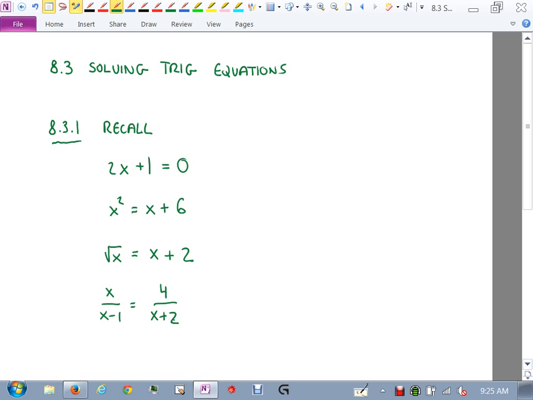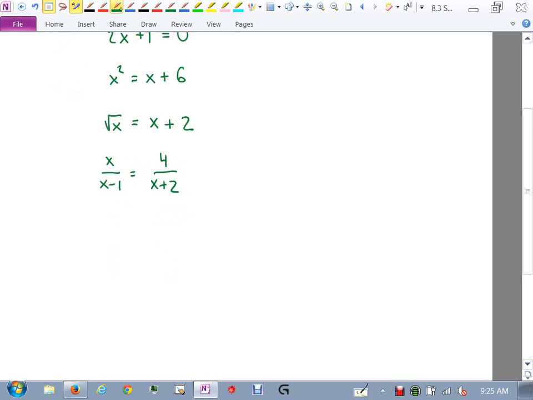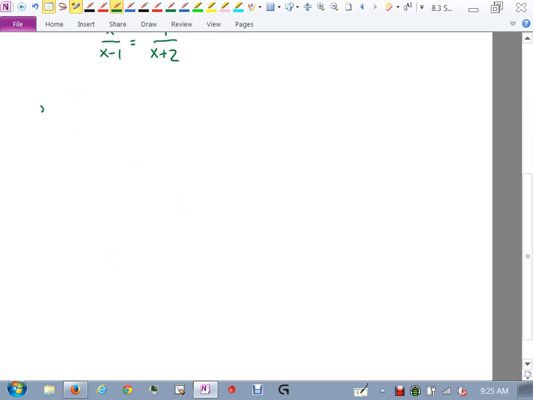So we're going to start with our first example, 8.3.2. Telling you, I said it's too early for me. Okay, 8.3.2 is our first trig equation. I'm going to make it as basic as it can possibly get here. Solve sine x equals 1.